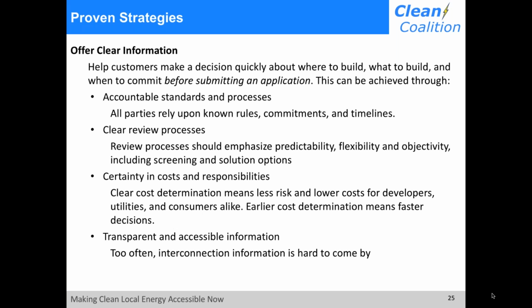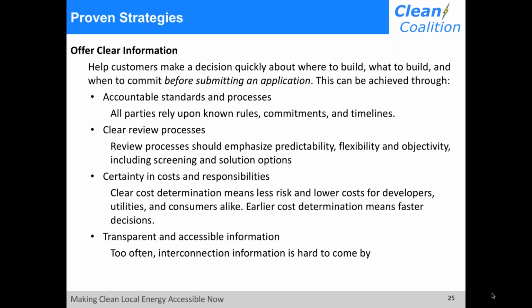Clear information is also essential. Utilities can help customers make decisions quickly about where to build, what to build, and when to commit before submitting the application. This can be achieved through accountability in processes and responsibilities. All parties rely upon known rules, commitments, and timelines, and these must be clear and consistent and adhered to by all parties. Clear review processes, which should emphasize predictability, flexibility, and objectivity, including screening and solution options. Certainty in costs. Applicants must know how much it will cost to connect a project to the grid. Earlier cost certainty means less risk and lower cost for developers, utilities, and consumers alike. Earlier cost determination means faster decisions.